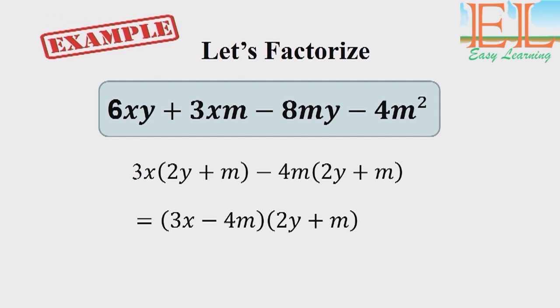The common factor for 8my and 4m squared is 4m. But here, both are negative. And so we factorize negative out. This gives us negative 4m as our common factor. And so we have negative 4m times (2y plus m).